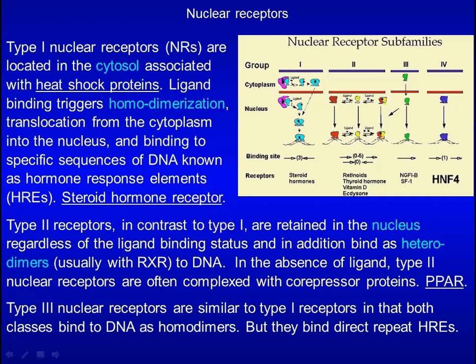Type 2 nuclear receptors are retained in the nucleus regardless of the ligand binding status. The receptor forms a heterodimer with another protein, and the heterodimer then binds the DNA. A well-known example is PPAR that you have seen earlier as well.